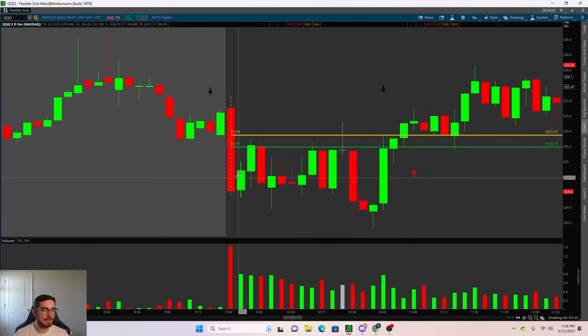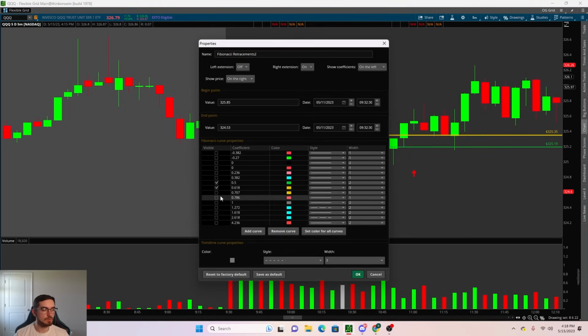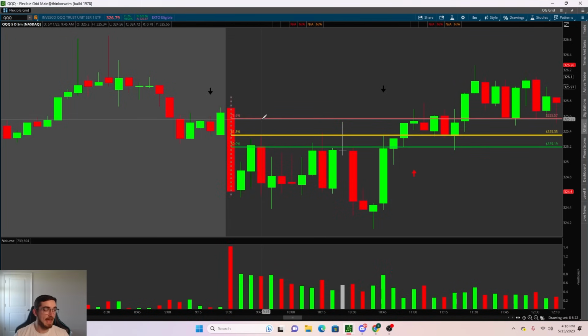Again, clear cut high down to clear cut low. Rejected off the 61.8, what you can use is that 78.6 as a potential stop loss. So if you ended up getting short, let's just say around 325.10, you could use that 78.6 as your stop loss, so your stop would be above 325.6. Again, a different way that you can go about using Fibonacci retracements.